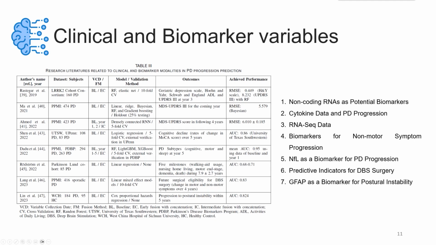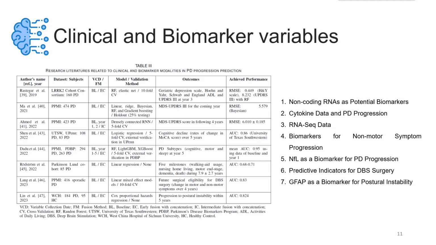Non-coding RNAs have potential as biomarkers for PD, aiding early detection and progression monitoring. Cytokine levels, when combined with clinical or RNA-seq data, can help predict motor symptom progression, though individual variations exist. Models using RNA-seq data, such as one developed by Ahmed et al., improved prediction accuracy, but required consideration of noise in MDS-UPDRS scores. Biomarkers like NFL can predict non-motor symptom progression and correlate with cognitive decline, while plasma glial fibrillary acidic protein can predict postural instability.